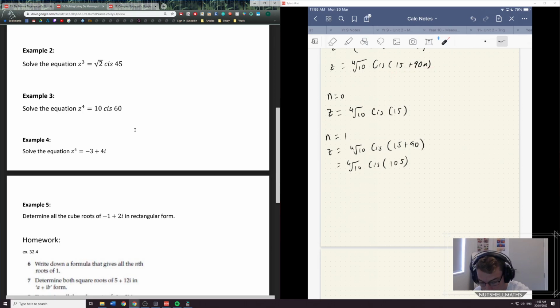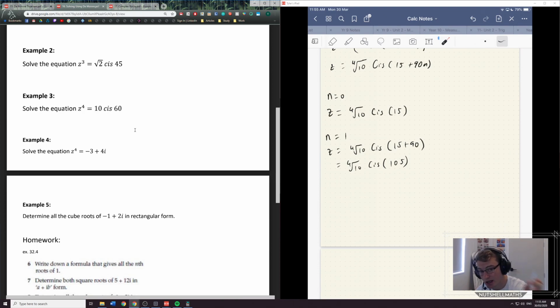Every time I add another n, so when we went from 0 to 1, we added another 90. And if we went to n equals 2, we would add another 90 onto this. So if I thought about this before I even do it, I would have 195, wouldn't I? Which I already know is over my 180 degrees. So I already know it's not going to be n equals 2 as my fourth solution.